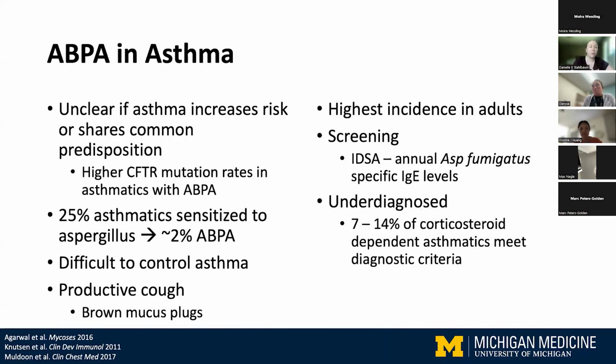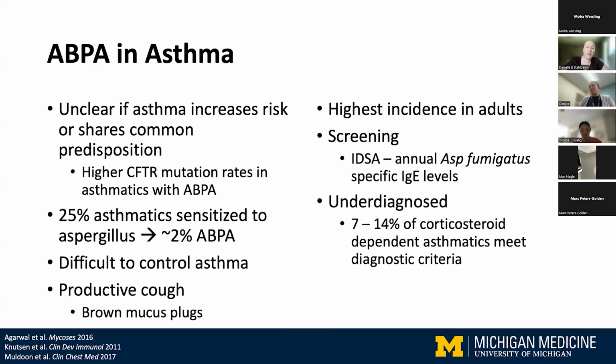As I mentioned before, ABPA tends to present, at least classically, in patients with asthma and cystic fibrosis. In patients with ABPA and asthma, it's unclear whether the asthma itself is a risk factor or whether these two disease processes share a common predisposition. There was a very small study of 11 patients with asthma with ABPA, and 8 of the 11 had CFTR heterozygous mutations, which is obviously a higher rate compared to what we would expect in the general population. So there's some thought that maybe CFTR mutations contribute to the pathogenesis.